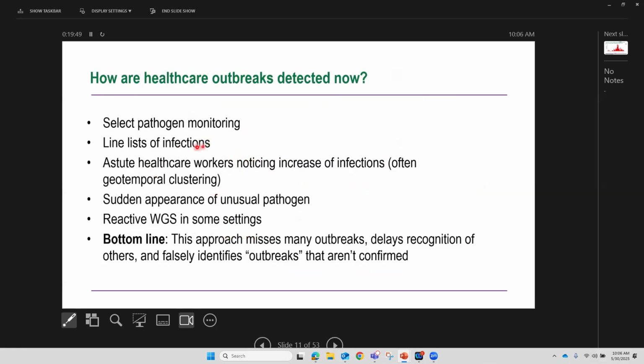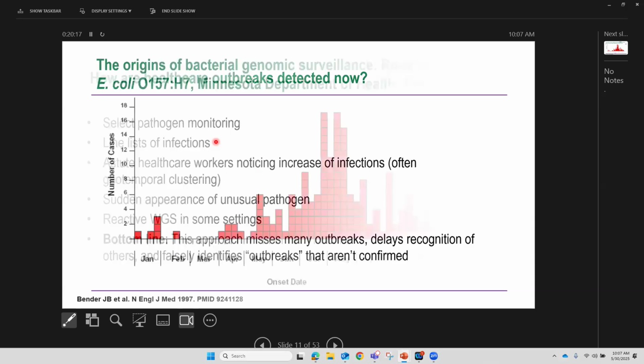We monitor certain pathogens. We keep line lists of infections. Typically, it requires astute healthcare workers noticing something unusual, a bug, or a clustering of infections on a unit. And then my lab and other labs will do sequencing. And again, this approach misses many, many outbreaks, delays recognition of others, and falsely identifies outbreaks that are not confirmed.